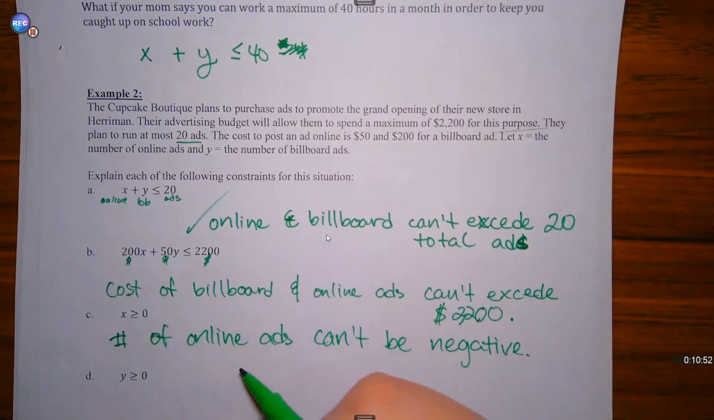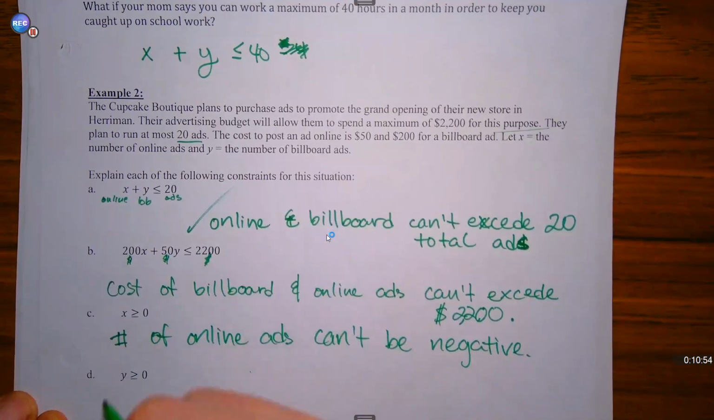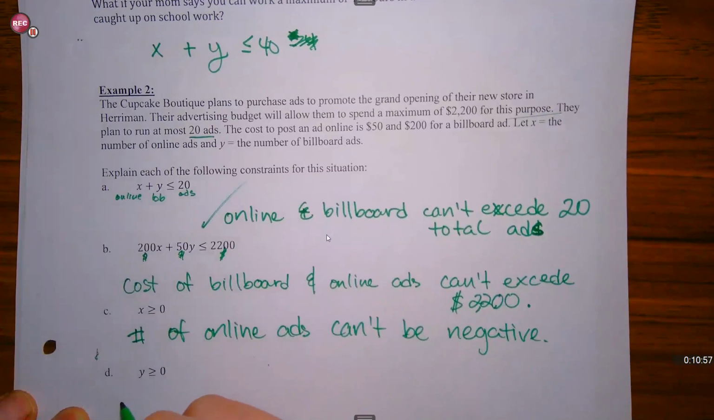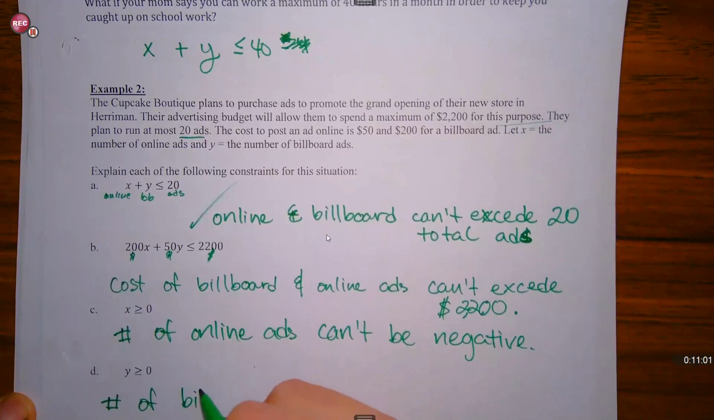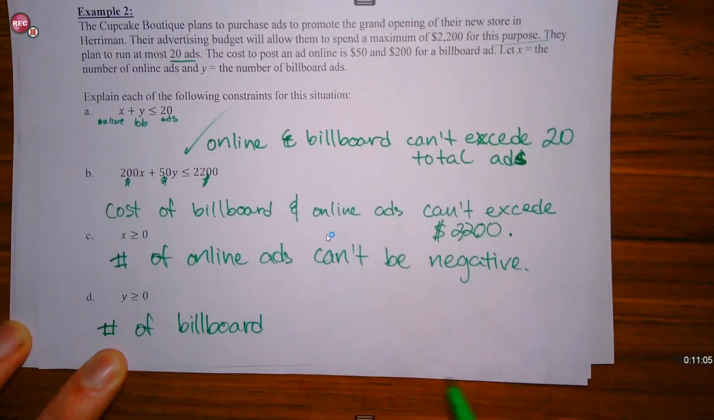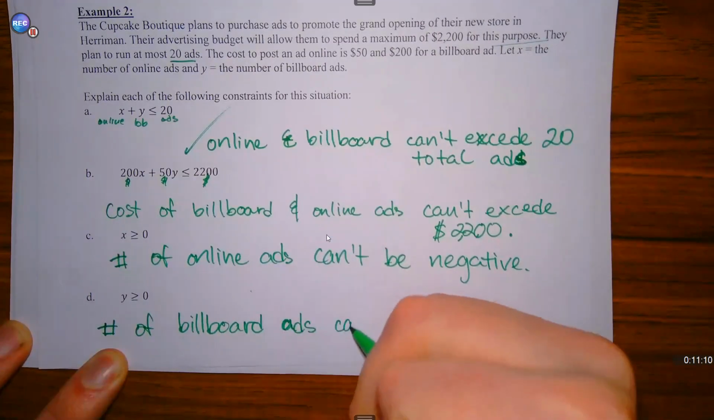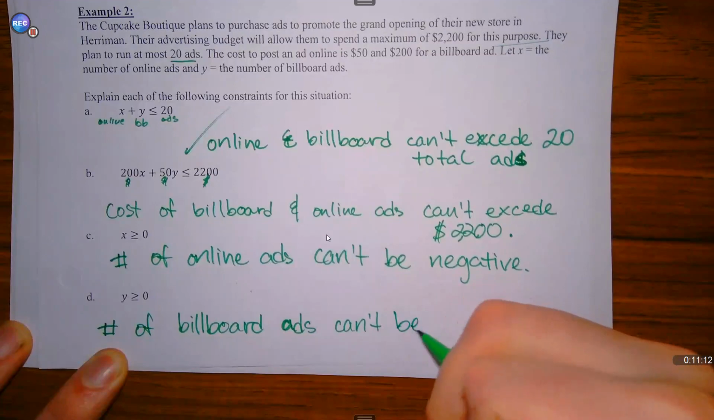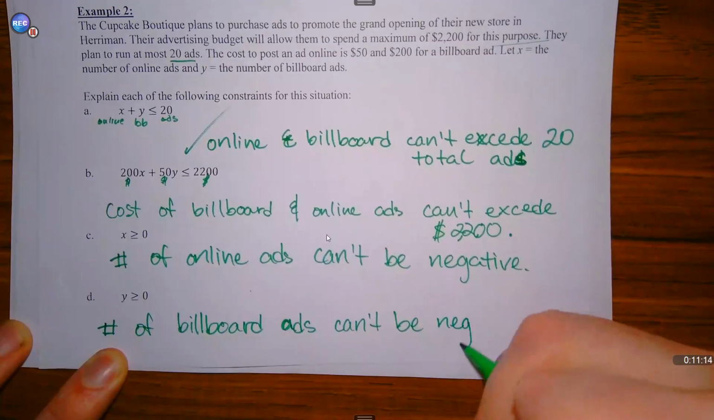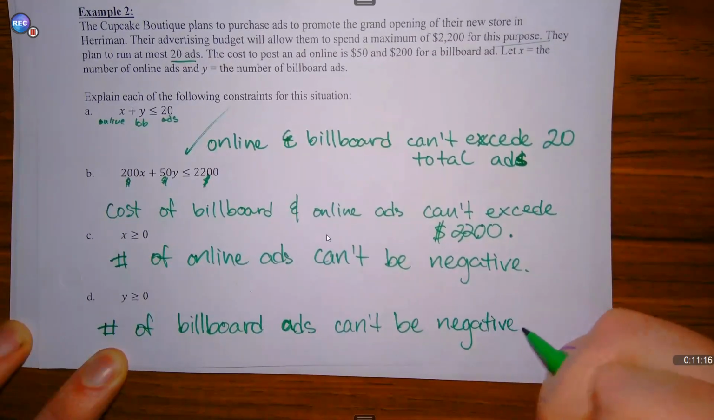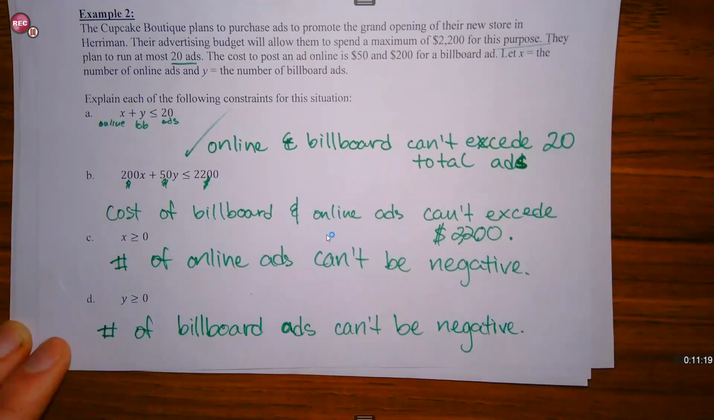And then what does that mean for D as well? Well, what is Y? The number of billboard ads. Kind of the same idea where we have it greater than or equal to 0. The number of billboard ads can't be negative. And that's all it's going to tell you right here, okay? It's just trying to say, hey, let's make sure we don't have negative ads when we're doing our actual summations.